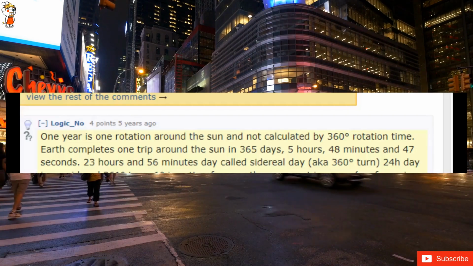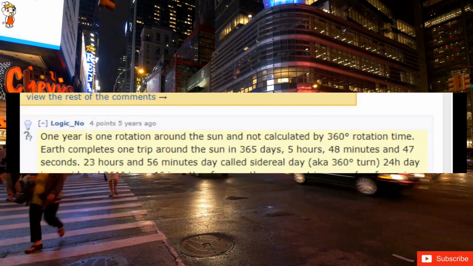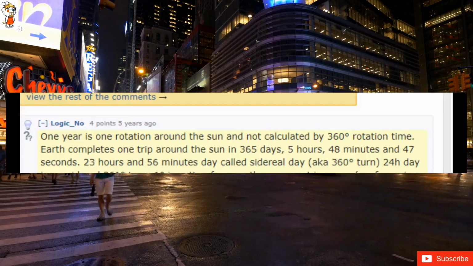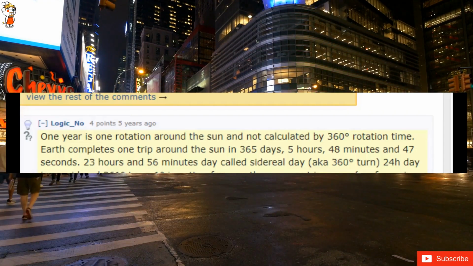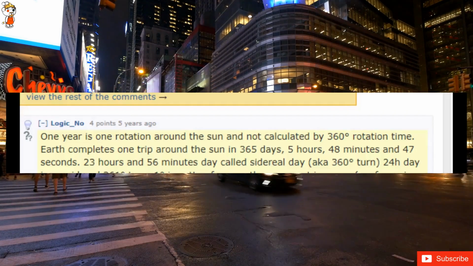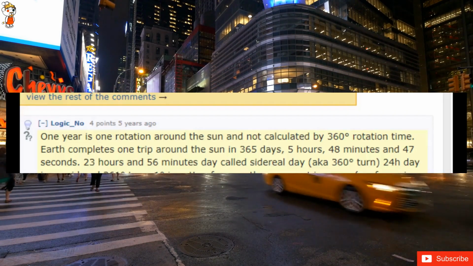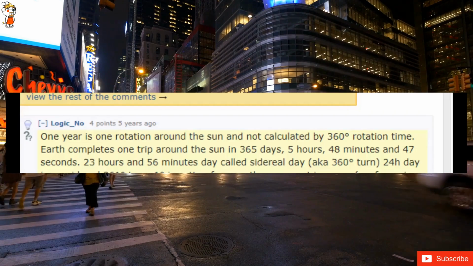Earth completes one trip around the Sun in 365 days, 5 hours, 48 minutes and 47 seconds. A 23 hours and 56 minutes day is called a sidereal day, aka a 360 degrees turn. A 24 hours day is considered a 361 degrees turn. 1 degree is gotten from Earth's movement in space, as far as I know, feel free to correct me.